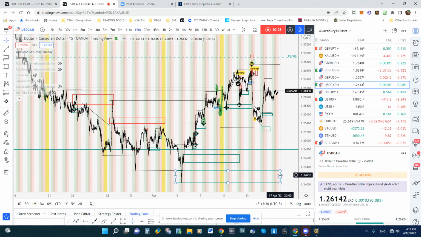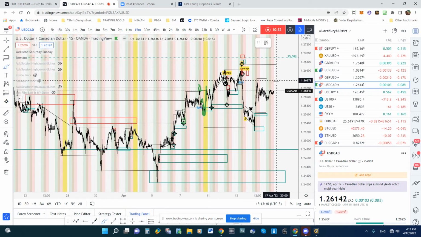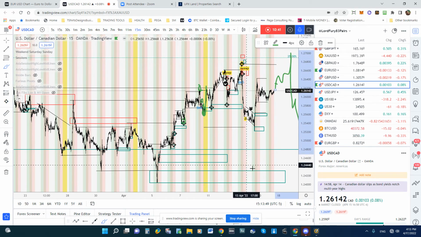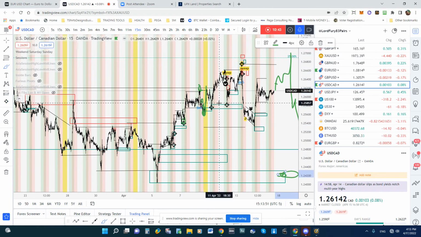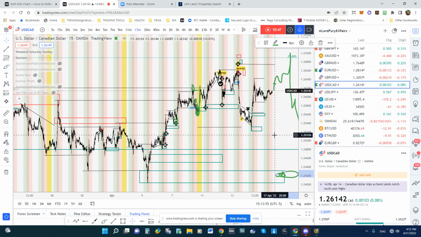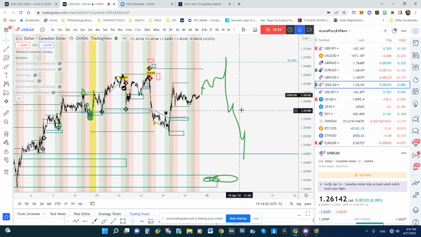So I'd really like for market to maybe do this, maybe open with the gap, or just come up here, take out this high, maybe even take out all the highs, and then start coming down into this area. That's my USD thoughts. Let me know if you agree, if you disagree, if you think it's just going to keep going up and not going to come down, or if you have any questions.